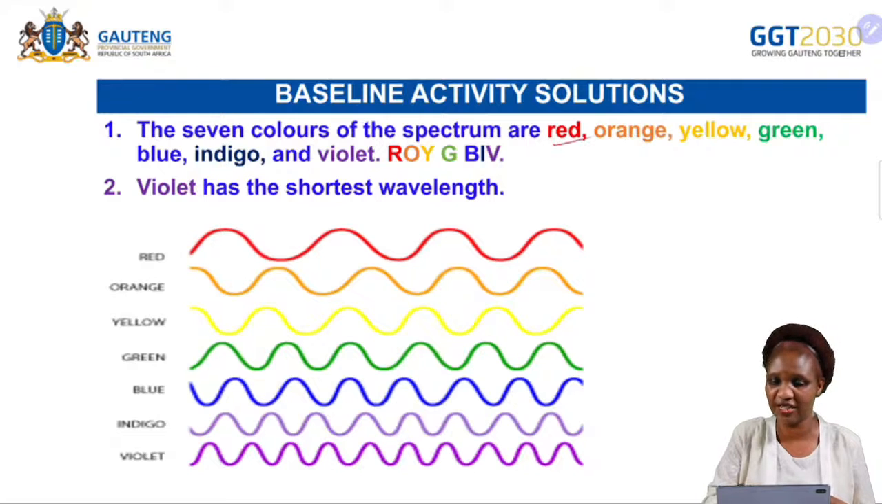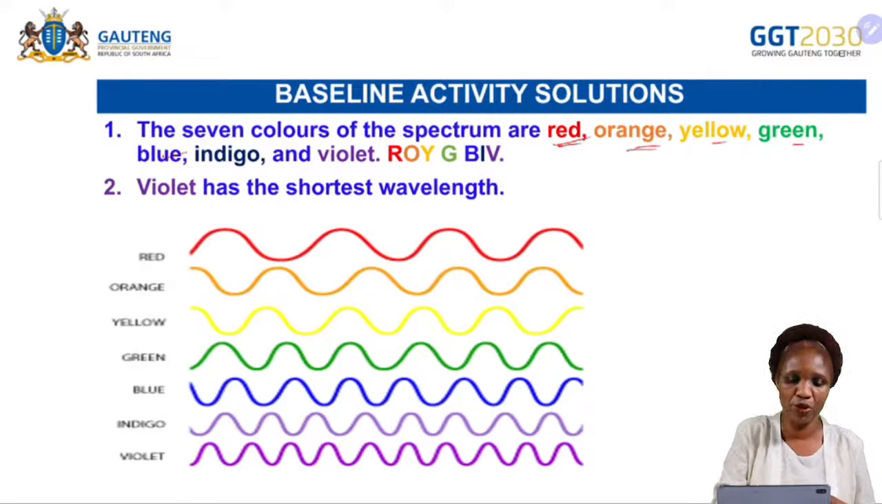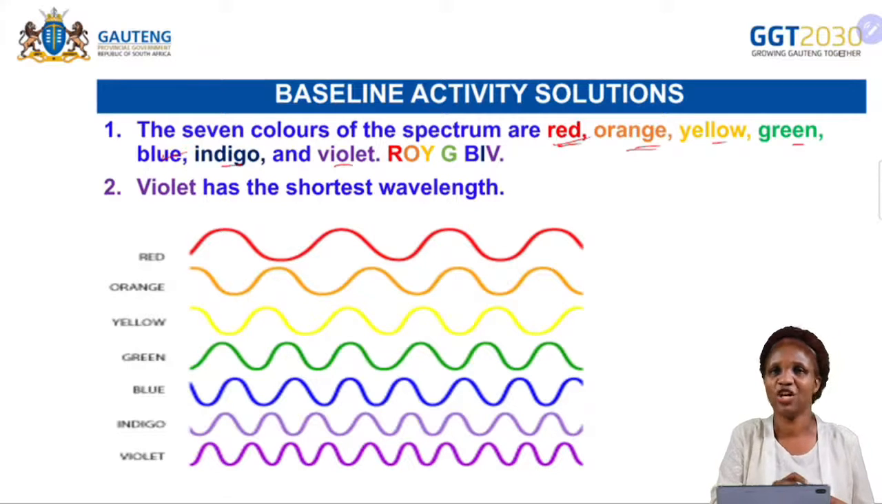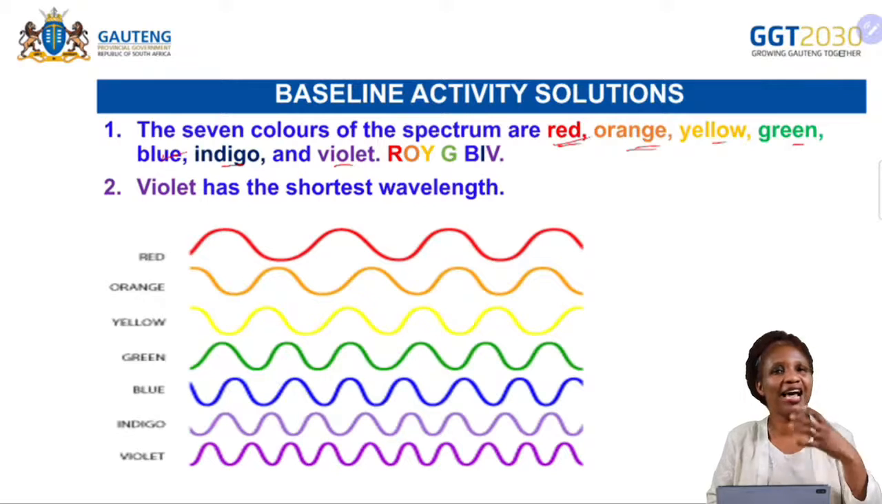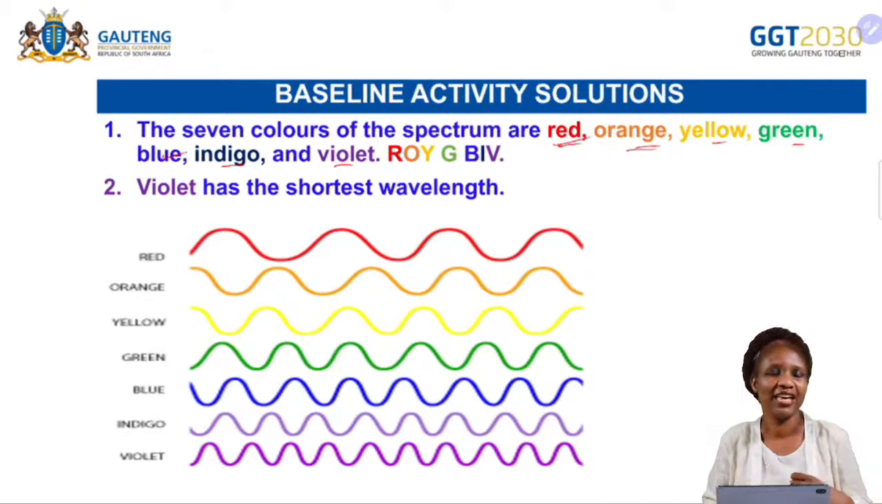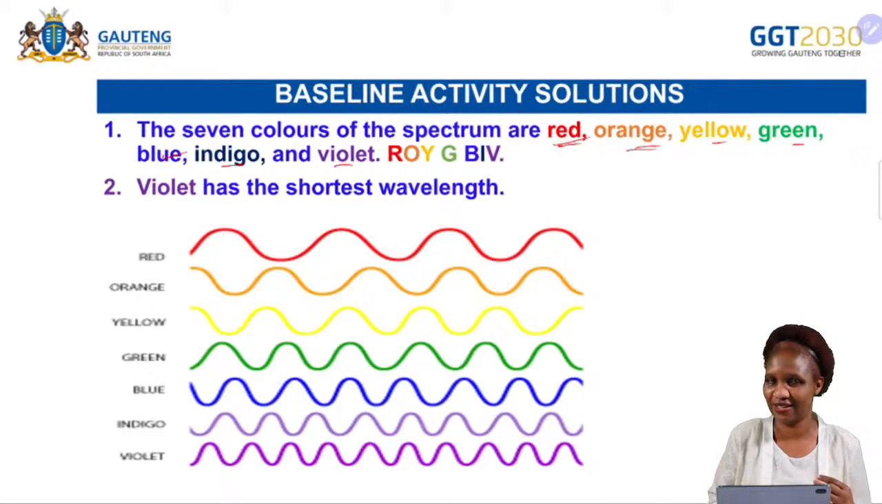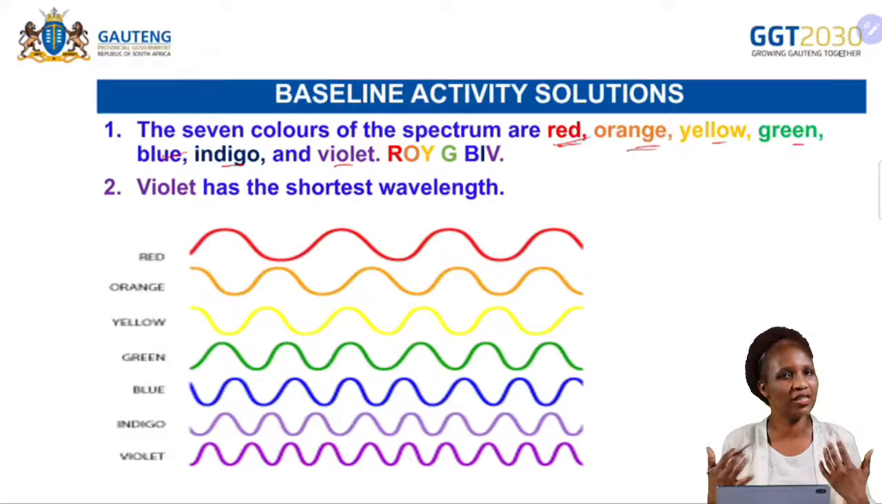This is red, orange, yellow, green, blue, indigo, violet, which is Roy G. Biv. And then, which color has the shortest wavelength? It is violet. All right. Why are we saying it has the shortest wavelength?